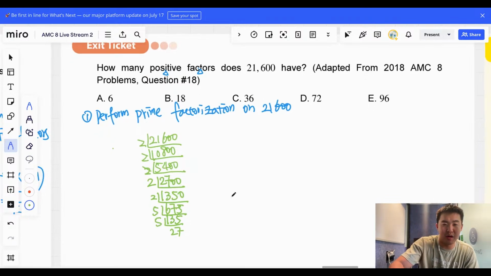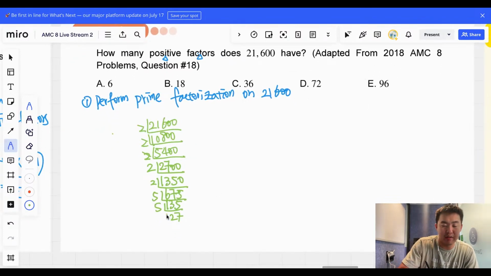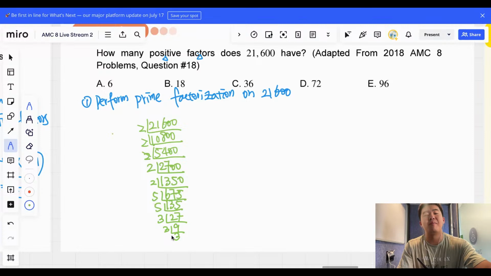Now let me go up a little bit. So 27, obviously, divided by 3, left with 9, divided by 3, one last time. You have a prime number 3 right here. So finish with a prime number, we know we can terminate the factorization process.